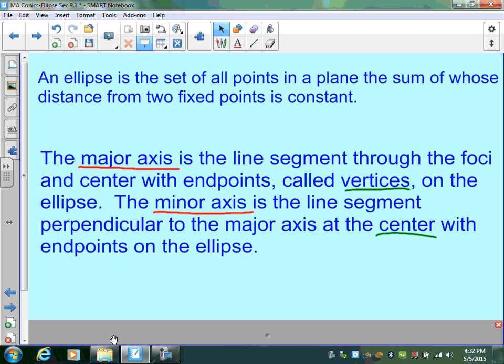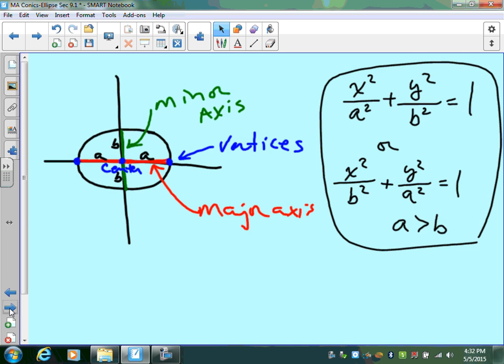We have a major axis, and the endpoints of the major axis are the vertices, and then there's a minor axis. Those endpoints don't have special names. Where do the major axis and minor axis intersect? They intersect at the center, get that right, at the center, and they happen to be perpendicular to each other. Okay, so we're about to draw that. We're going to sketch it.